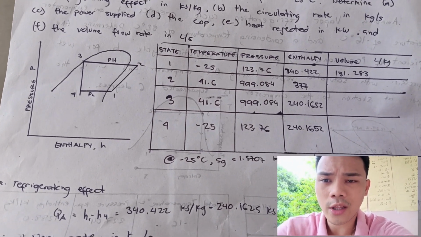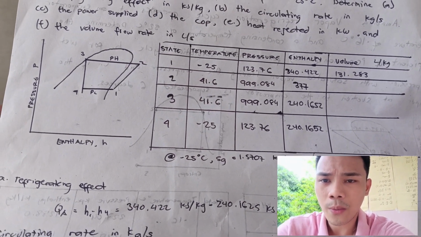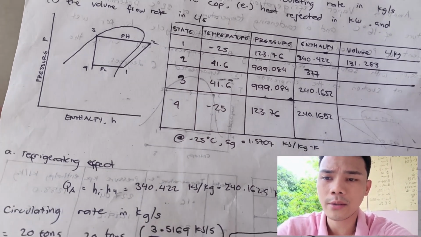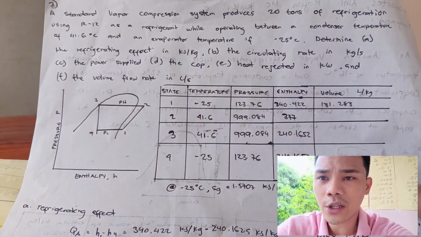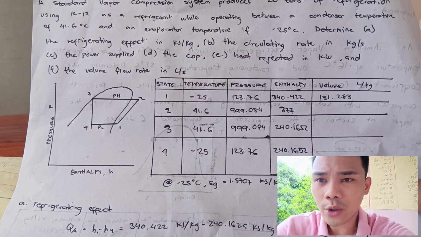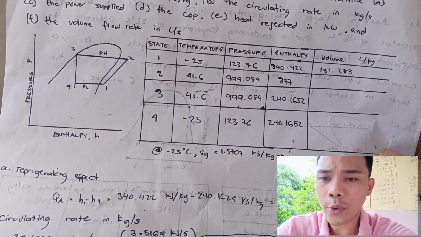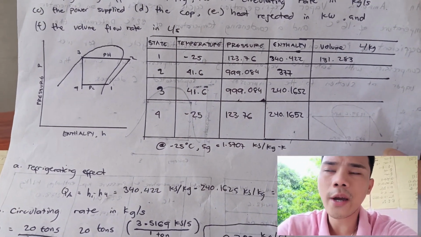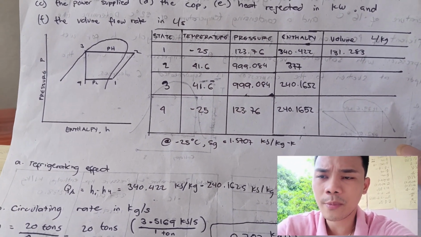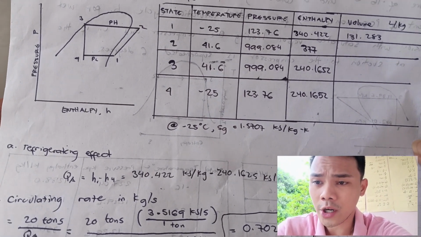Pressure is 123.76 kilopascal and enthalpy 4 is 240.1652. At negative 25 degrees Celsius, our evaporator temperature, the entropy is 1.5707 kilojoules per kilogram Kelvin. So first, what we are looking for in problem number 2 is the refrigerating effect.